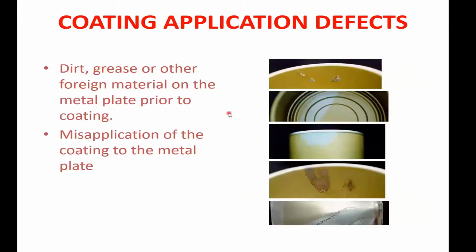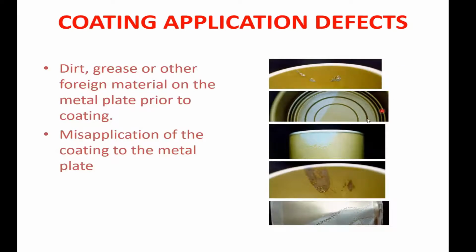So we have to seal it properly. Coating application defects, that's what I told you. During the tin coating, if some dust is there when they're doing the coating of the tin plates, that place will not be tin coated, and from there the coating will not be there, so the rusting can take place. So we have to take care of all this.